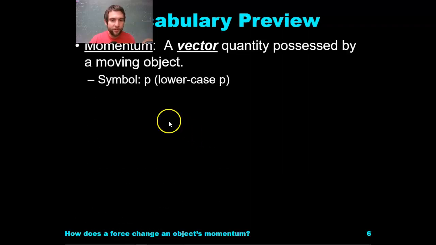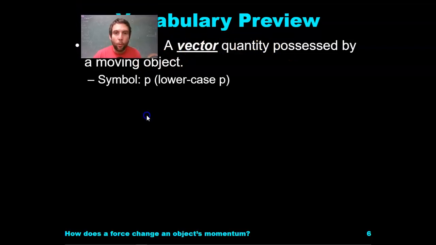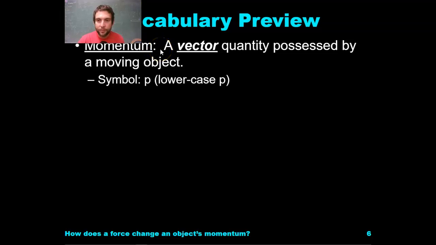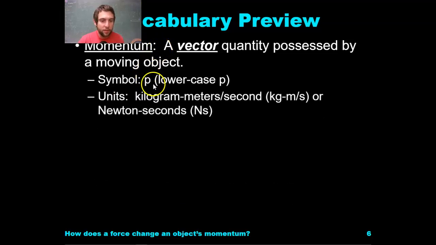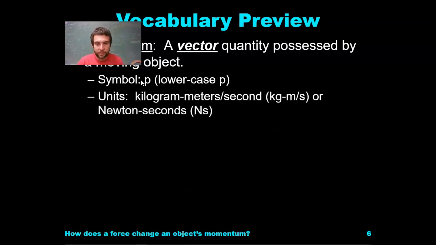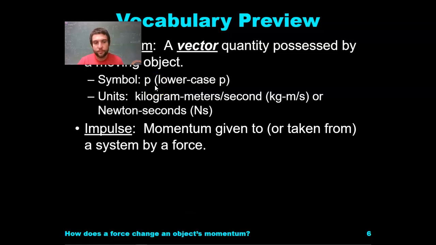All right, vocabulary preview. Momentum is a vector quantity. Adding to our vectors (forces, accelerations, velocities, displacements), we have momentum, a quantity possessed by a moving object. Symbol: lowercase p. Unit is the kilogram times meter per second, or a Newton times a second.